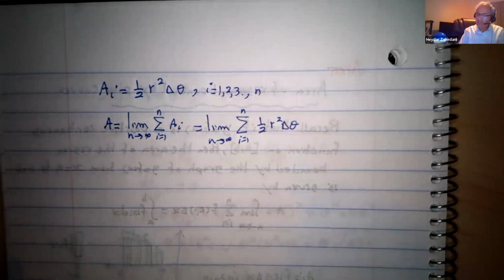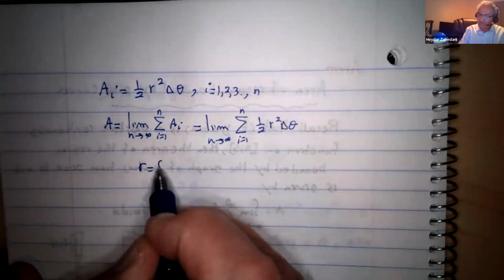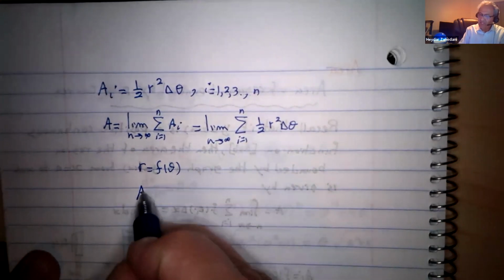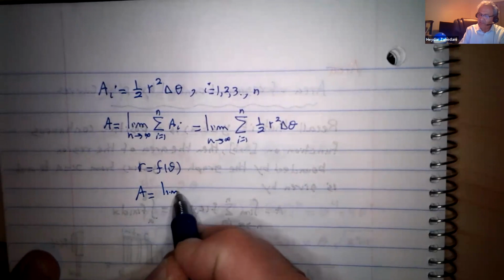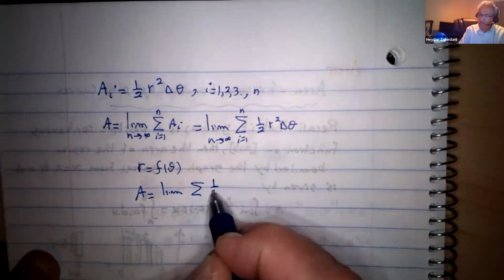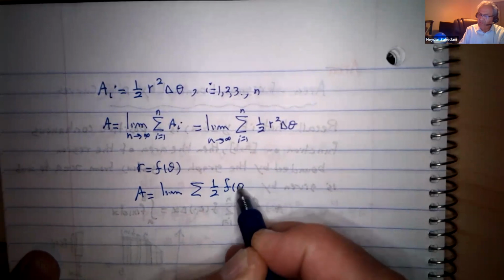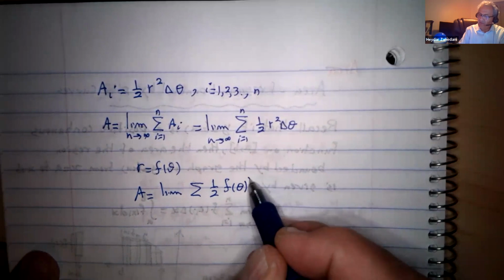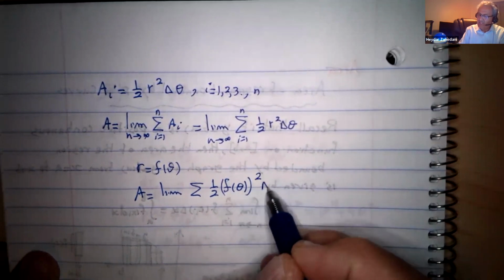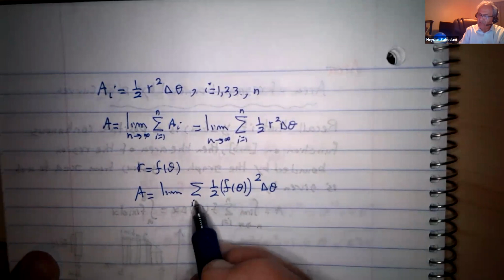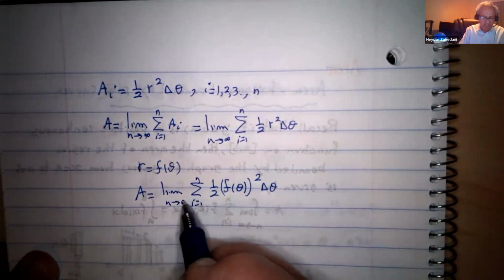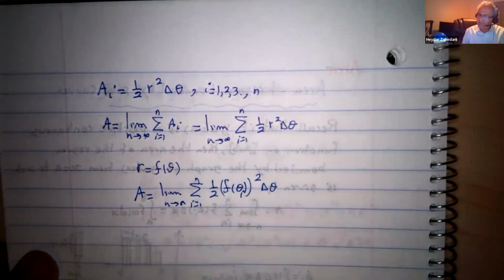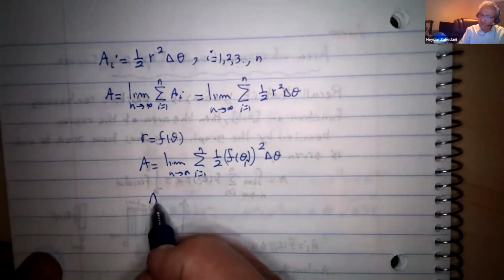Okay, that's going to be 1, but remember, r is what? R is your function, f of theta. So if you substitute here, the area would be the limit of the sum of 1/2 of f of theta, all squared, times delta theta, for i from 1 to n, as n goes to infinity. Because this is going to be used for each of those, it is delta A_i. And in limits, this gives you an integral.